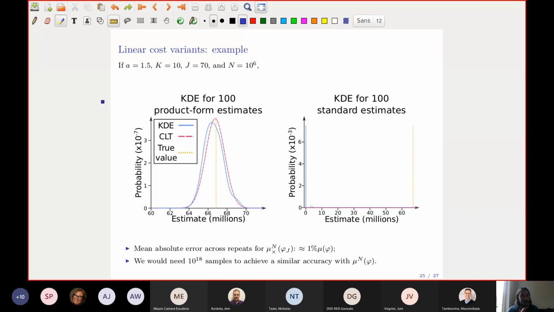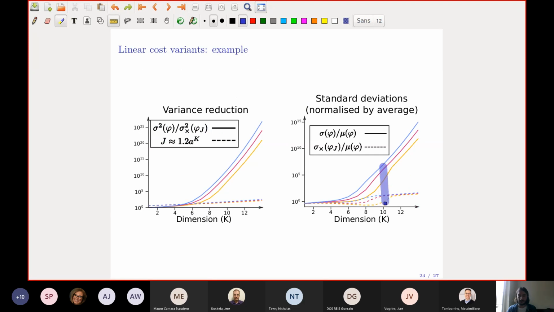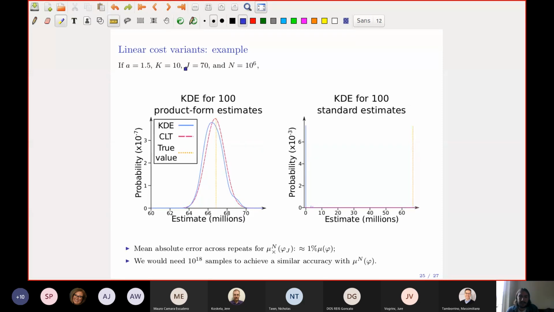And just to show you what this looks like, here's plugging in some numbers. I chose A being 1.5 and working in 10 dimensions. So we're basically somewhere here, in which we start to see a significant difference. I'm using a cutoff of 70 and 1 million samples.